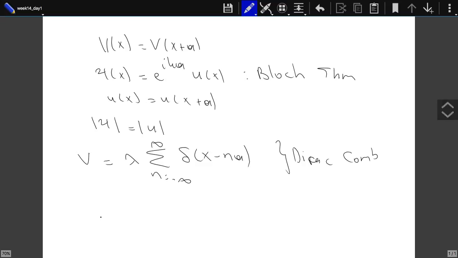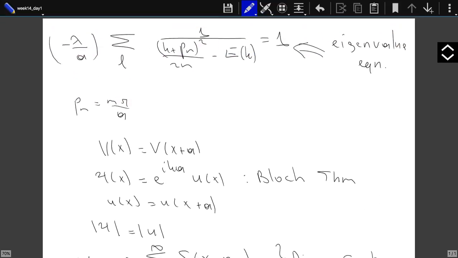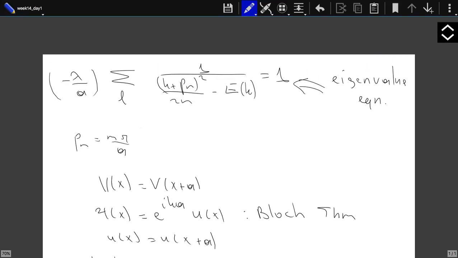And since u is periodic, we had just assumed u to be in the form e to the power i p_m times x, with certain coefficients b_m. Then we were trying to determine these b_m and construct an eigenvalue equation. And the eigenvalue equation that we had obtained was this one. This is our eigenvalue equation. Now the question is how we can solve this one.